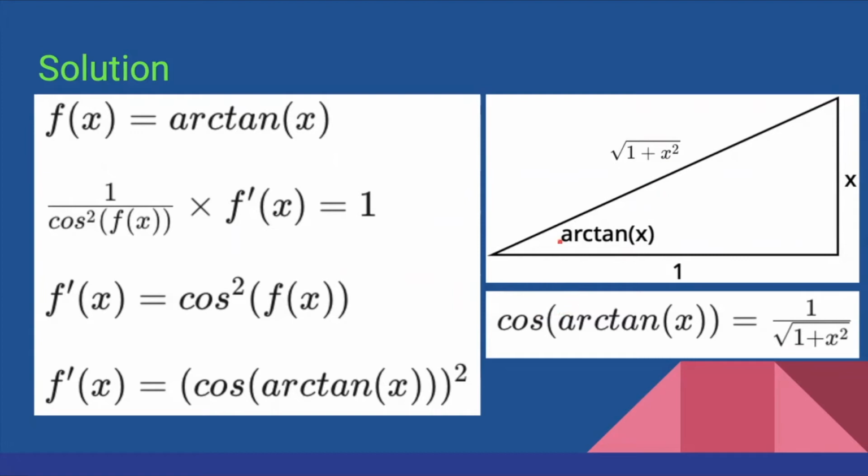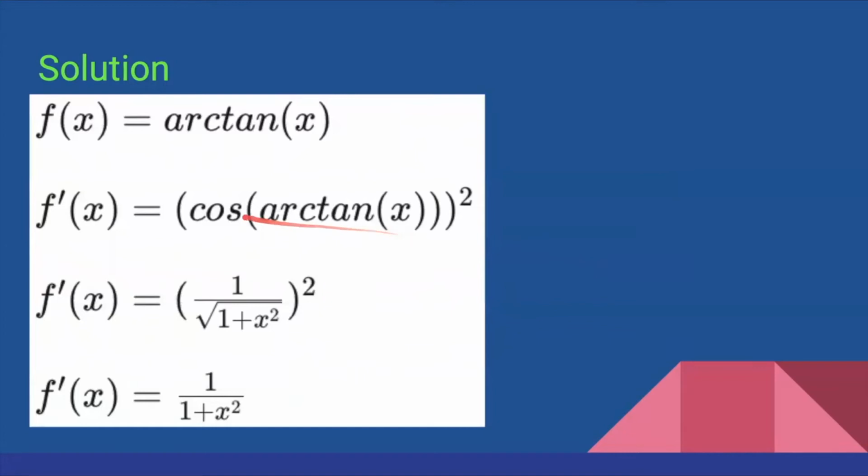So cosine of this angle right over here is just adjacent over hypotenuse. That's 1 over the square root of 1 plus x squared. All right, so we got this, and then we plug it in, and then all of this squared is just 1 over 1 plus x squared, and that is the derivative of arctangent of x.